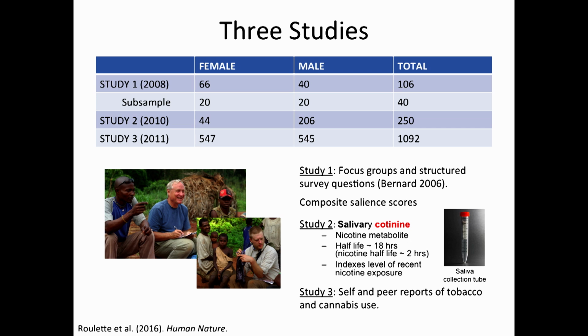So nicotine, for those of you that don't know, is the main psychoactive compound in tobacco. And your body metabolizes that, or breaks it down so that it can get rid of it, into cotinine. And so you can measure cotinine in people's saliva. However much cotinine they have gives you an index of how much tobacco they were recently smoking.